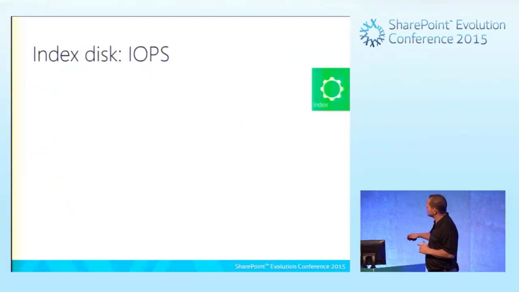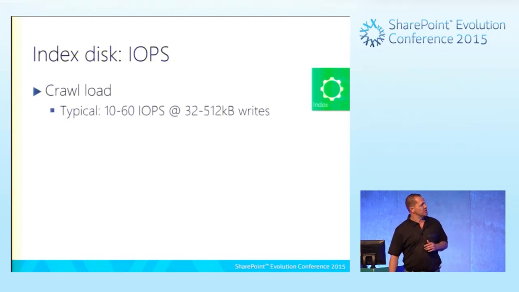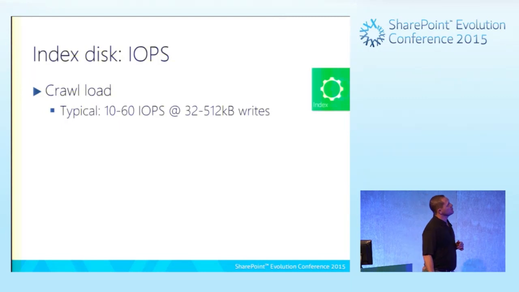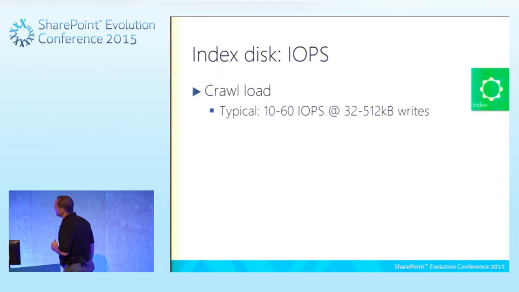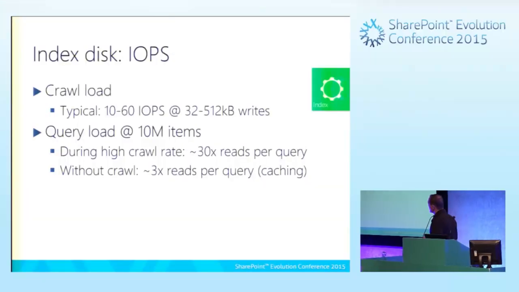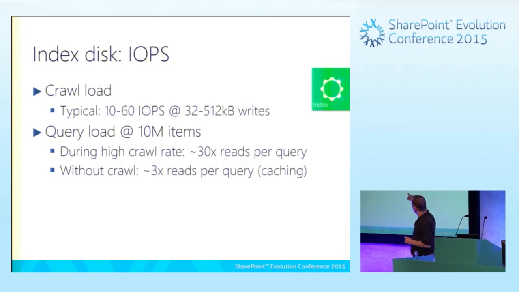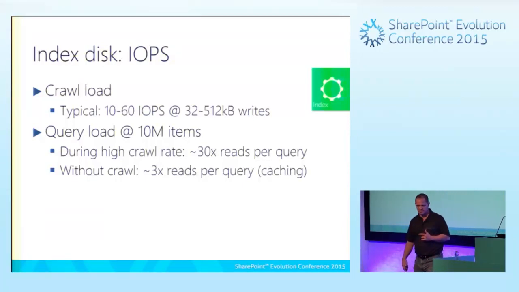So let's look at index list IOPS, and I'm not going to ask you to remember these because it's quite a bit of information. A typical crawl load is 10 to 60 IOPS at 30 to 512 kilobyte writes. The query load at 10 million items during high crawl rate is 30 reads per query. If you're not crawling, it's 3 times reads per query because it's cached.